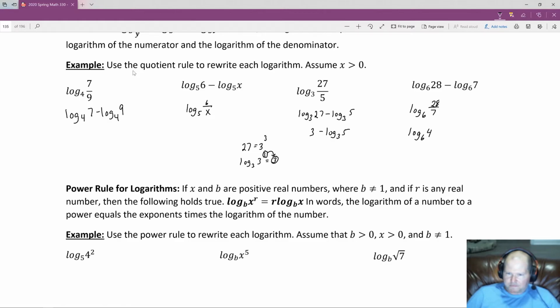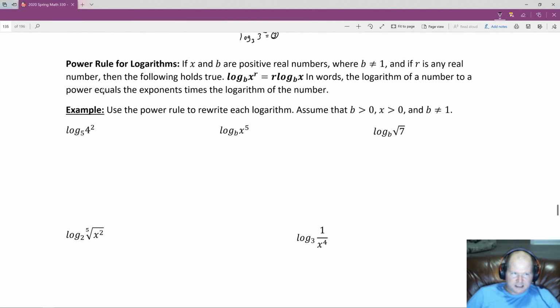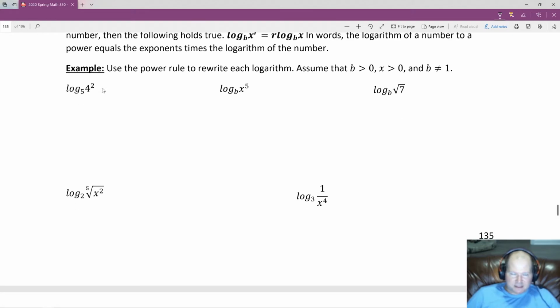And there we go. Okay, so we went over the product rule, the quotient rule, and now next is the power rule with logarithms. And this does have some similarities to some of the exponent rules. Now, if I want to rewrite this, basically all you do is you take this exponent and you pull it to the front. We're going to do more manipulations later, but right now we're going to keep it simple. I'm just going to pull it to the front, which means we'll end up with 2 log base 5 of 4.